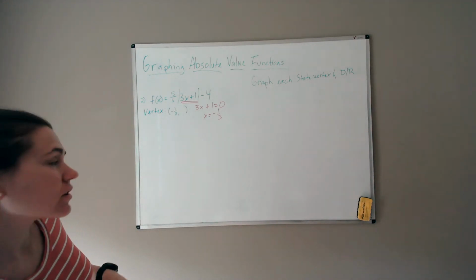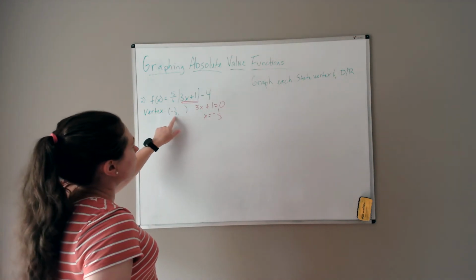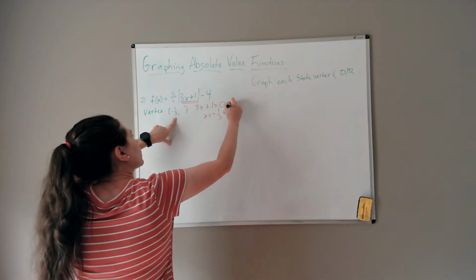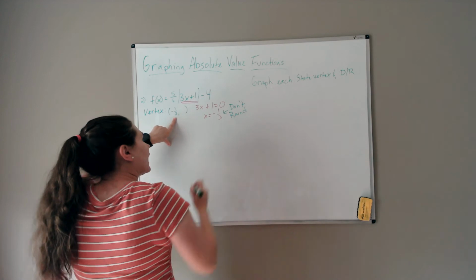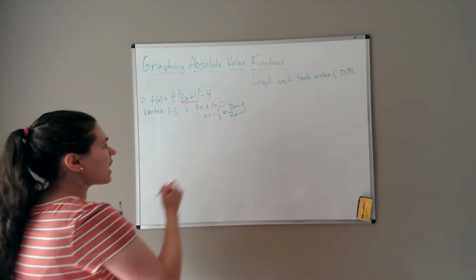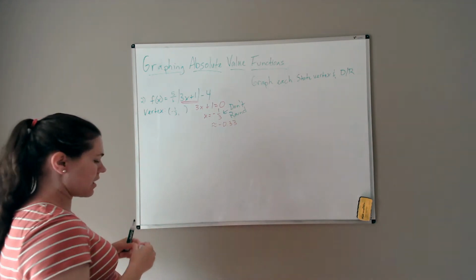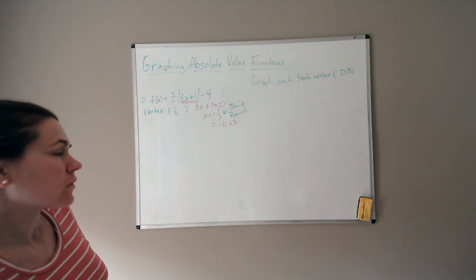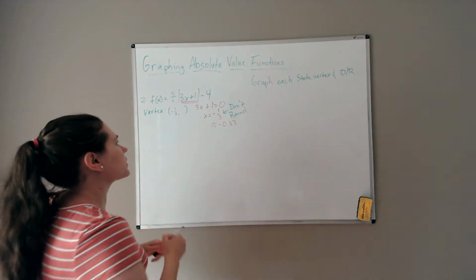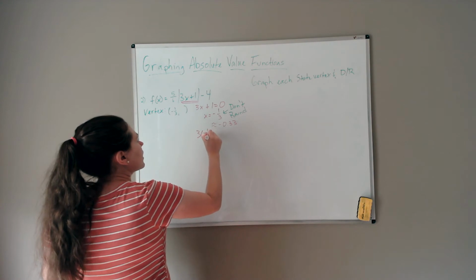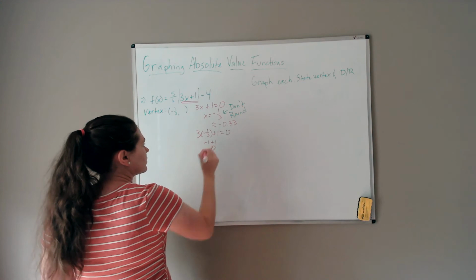Now, the y-coordinate of the vertex, plug in negative 1/3, okay? Now, what I don't want you doing is, do not round. Do not write this as negative 0.33. Okay, I'm going to show you why in a minute. When I plug in negative 1/3, I would get 3 times negative 1/3 plus 1 equals 0. That's going to be negative 1 plus 1. That's going to be 0.